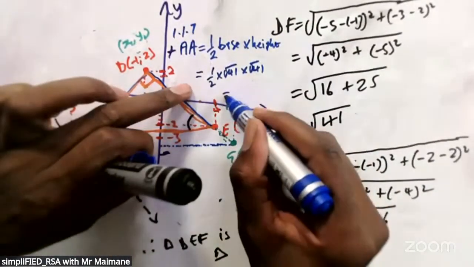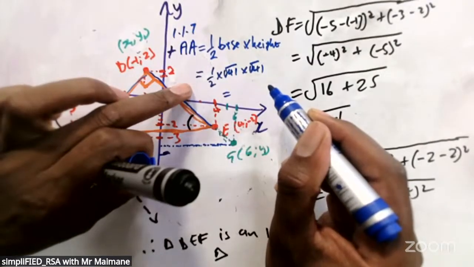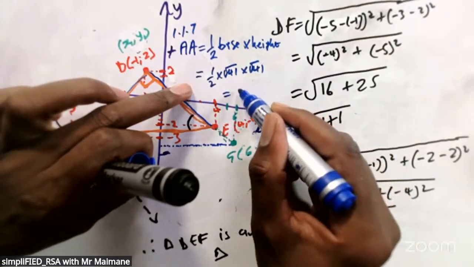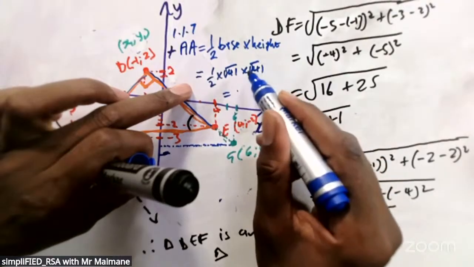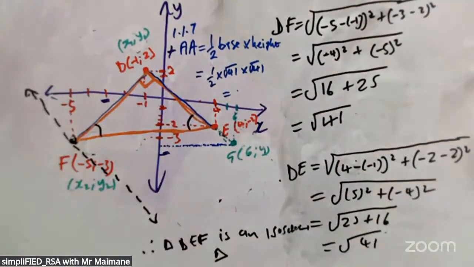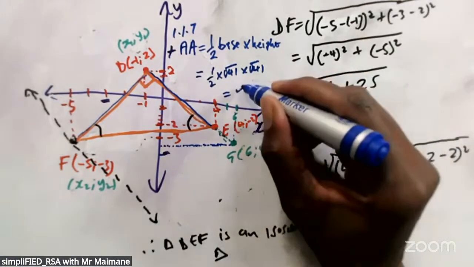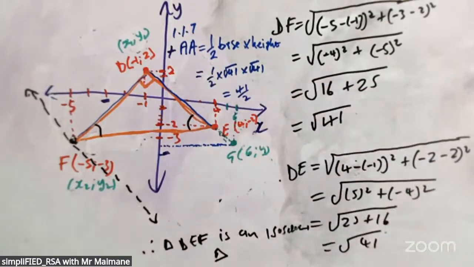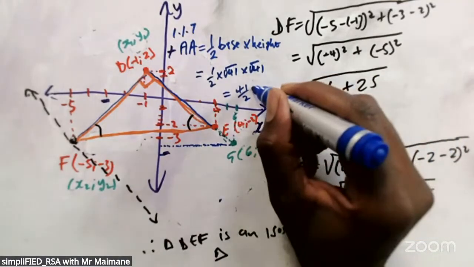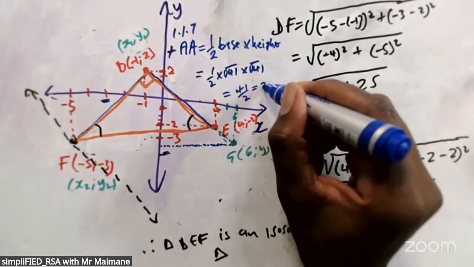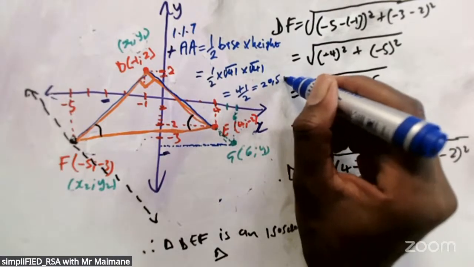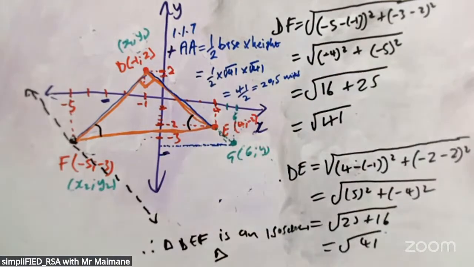And then whatever value you get here, it would be 41 divided by 2. Because square root multiplying by square root will eventually remove the roots, and then multiplying by the half is just going to be that. So this is going to be 20.5 units.